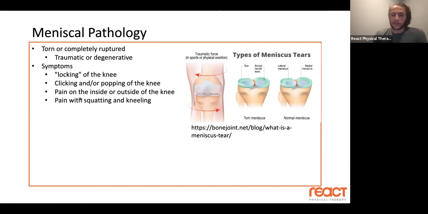Again, we have pain on the inside or outside of the knee, and pain with squatting and kneeling. Sounds similar to the other ones, right? So again, I want you to think, if I have these symptoms, it doesn't mean I have this going on or this going on. It could be many things. The human body's complex. It's cool for that reason, but it's complex.